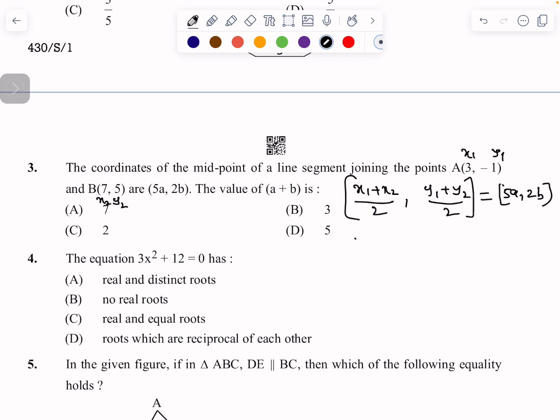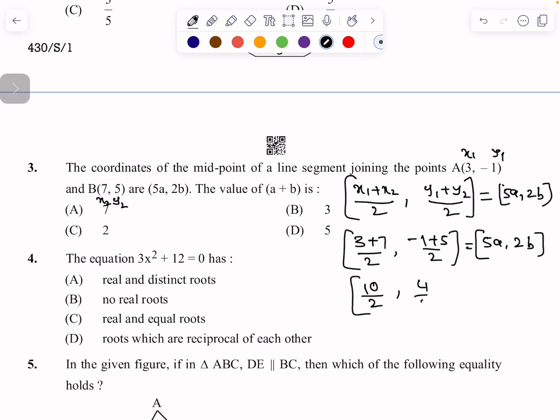So what is x1 here? x1 is 3, so 3 plus 7 by 2, and minus 1 plus 5 by 2, which is equal to (5a, 2b). 3 plus 7 is 10, so 10 by 2, and this is 4 by 2, equal to (5a, 2b). This we can write as (5, 2), which is equal to (5a, 2b).